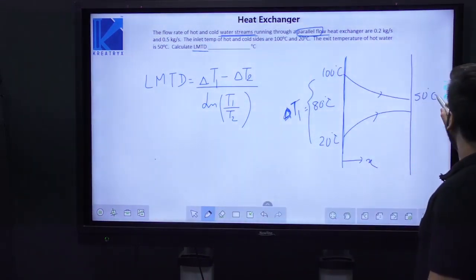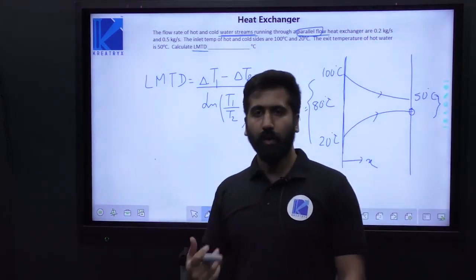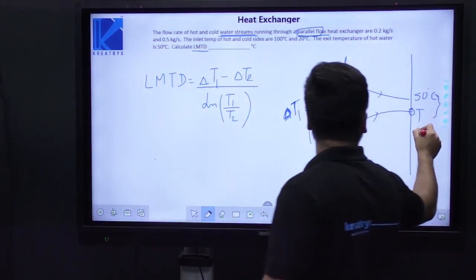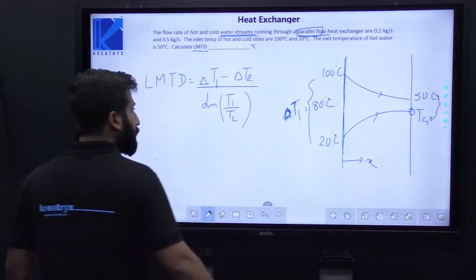What about delta T2? I do not know the outlet temperature of the cold water. So what can I do to find this temperature TCO? Okay, that is the outlet temperature of cold water.